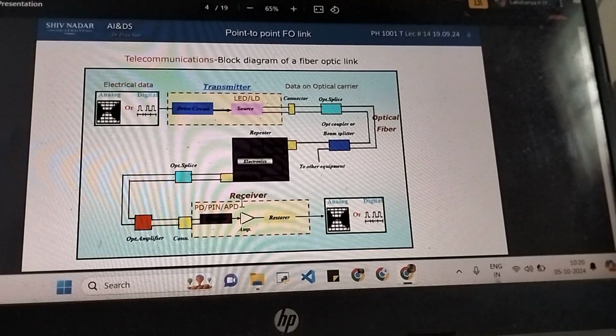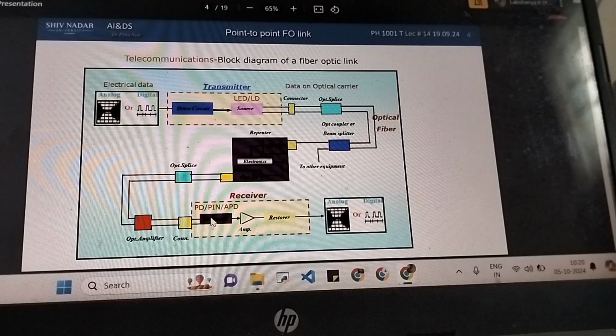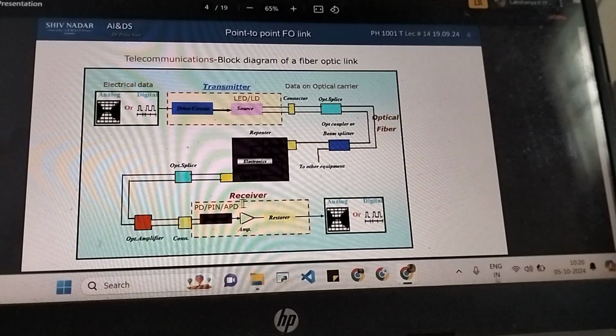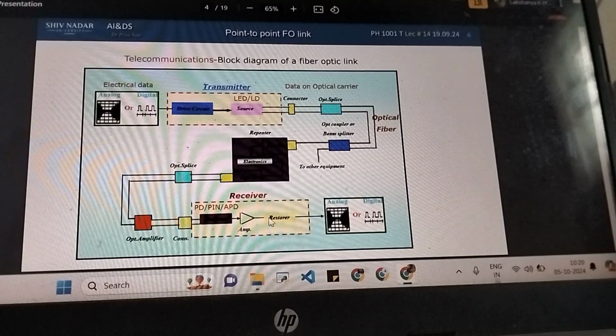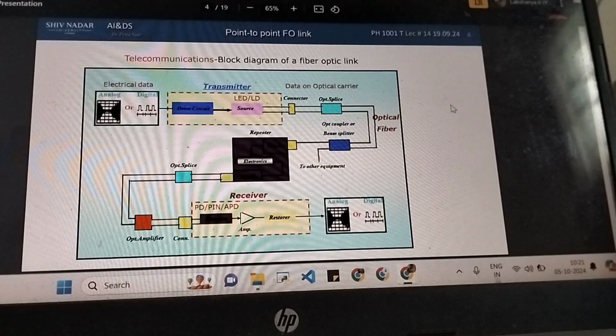We will be looking at these detectors in detail in a while. So the detector takes these light signals and sends them to the amplifier. The amplifier magnifies them again, and then the restorer converts these back from light to analog or digital signals. So this is how fiber optic communication happens.